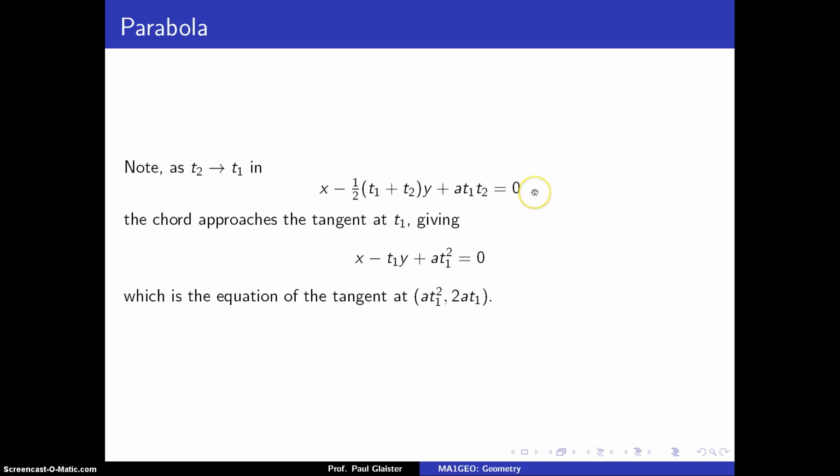And in the expression for the equation of the chord, clearly if we allow t2 to approach t1, these two become the same thing, and so that becomes t1, and this becomes at1 squared. And of course that, as you would expect, is the equation of the tangent at the point at1 squared, 2at1. In other words, we can get the equation for the tangent from the equation for the chord by allowing the two points to approach one another.